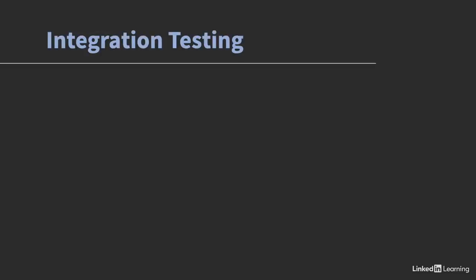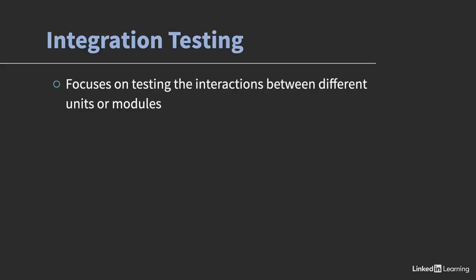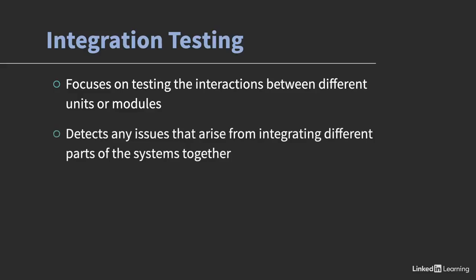Once each unit of code is tested, it's important to make sure that the components work seamlessly together. This is where integration testing comes in. Integration testing focuses on testing the interactions between different units or modules. It detects any integration issues that might arise when combining different parts of the software.